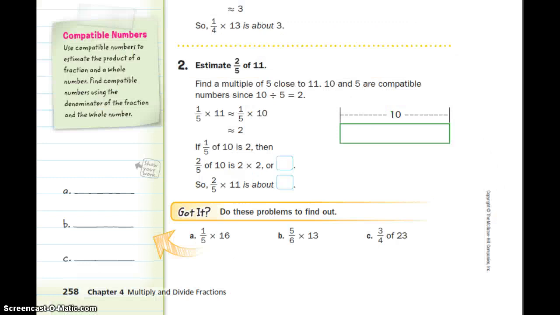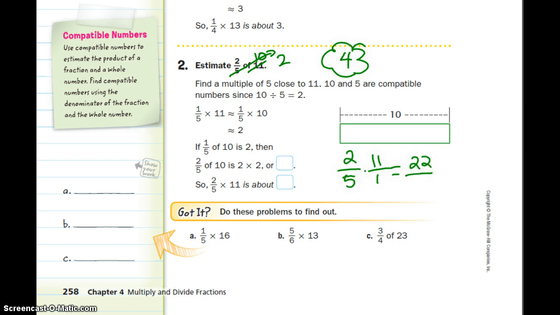Now, in the book, they're going to round 2/5 to 1/5. I'm going to leave it as 2/5. I don't think that the way they did it makes a lot of sense. So if I look at 2/5 and I make that 10, that goes into a 2. So again, I think that the answer is somewhere around 4. Let's look at the problem and see what the answer is. The answer for this particular problem is 22 over 5, which is 4 2/5. And again, my answer is comparable.